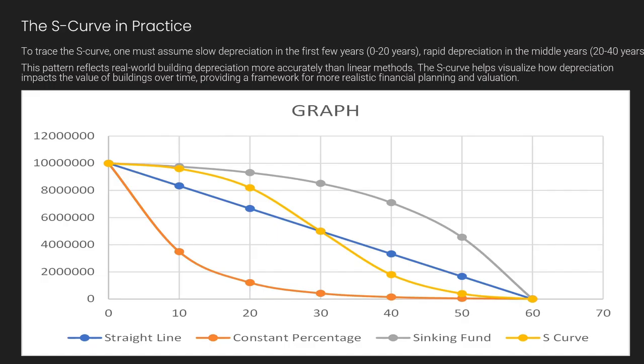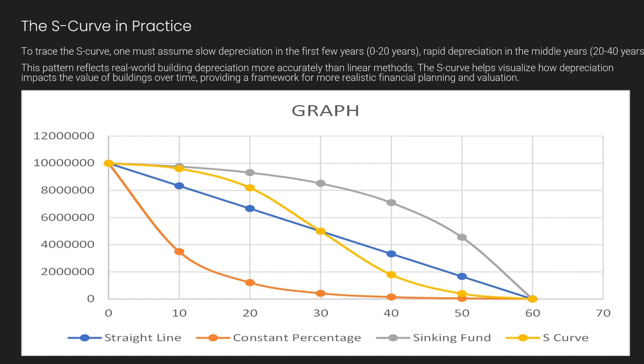So instead of using a single method, what you can do in the initial stages, you can use the sinking fund method. In the middle stages, for 20 to 40 years of the age, you can use the straight line method, and in the later stages, you can use the constant percentage method that will give you correct values, real values, which are as per the actual depreciation process of the building.